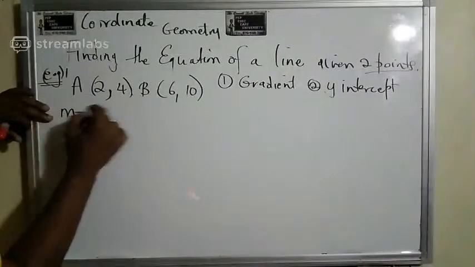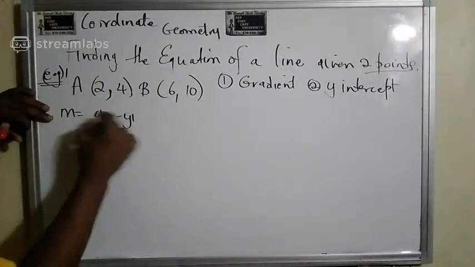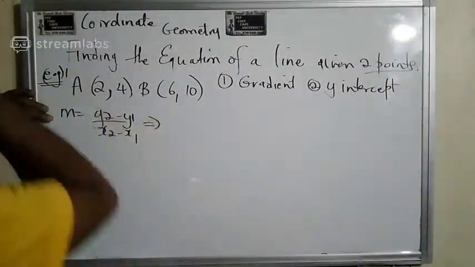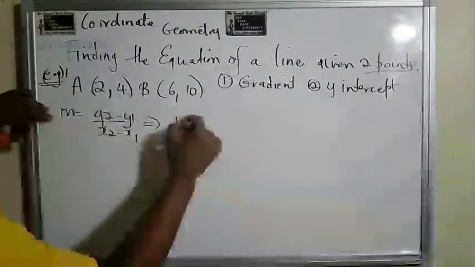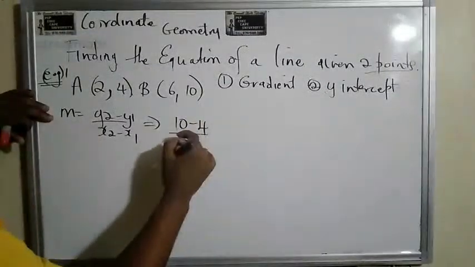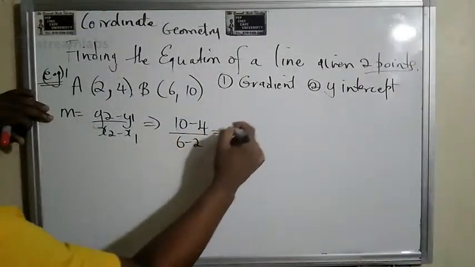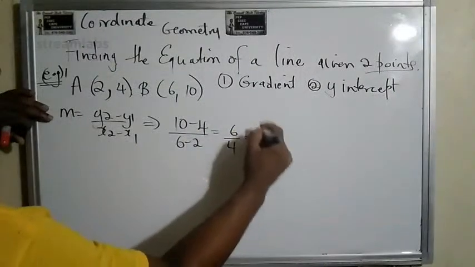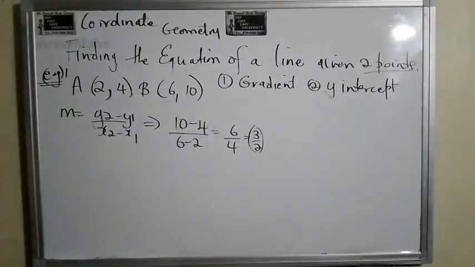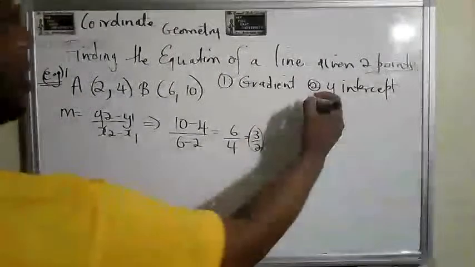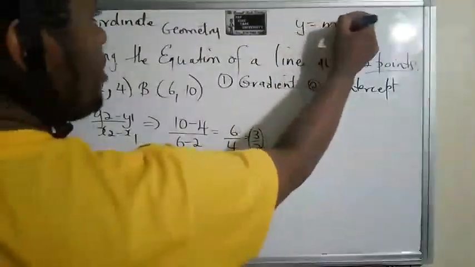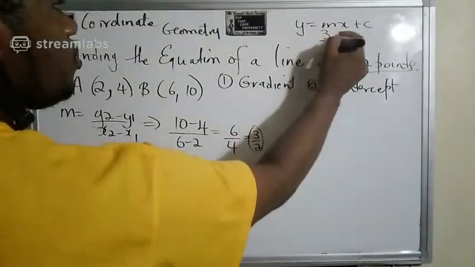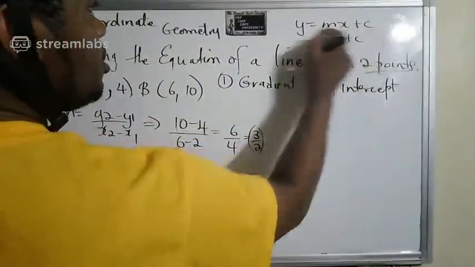We know if we find the gradient already, m is equal to y2 minus y1 over x2 minus x1. So it says 10 minus 4 over 6 minus 2. So that's 6 over 4. And we're going to leave it as 3 over 2. Alright, so we know that in this equation y equals mx plus c, m is 3 over 2. So it's y equals 3 over 2 x plus c.